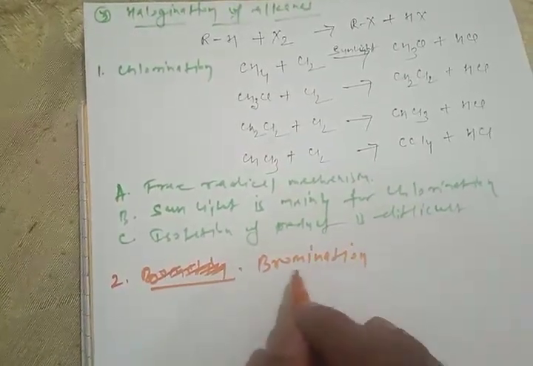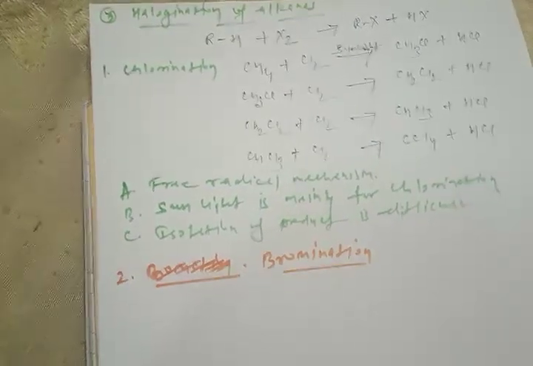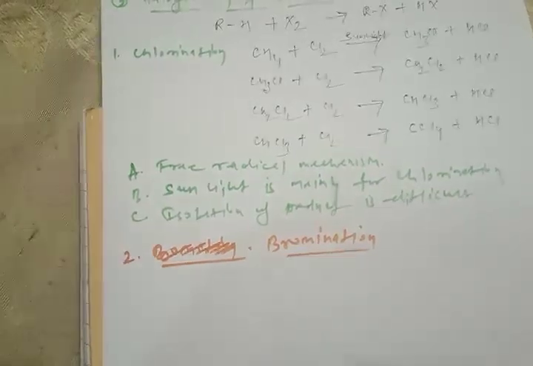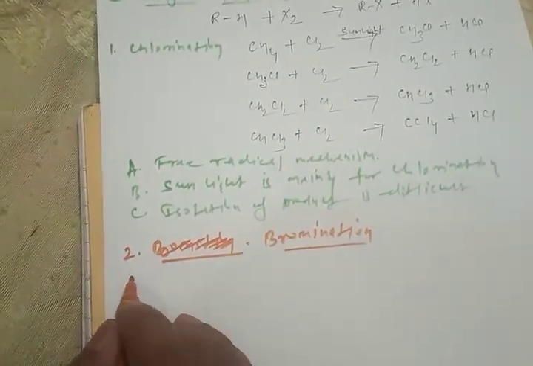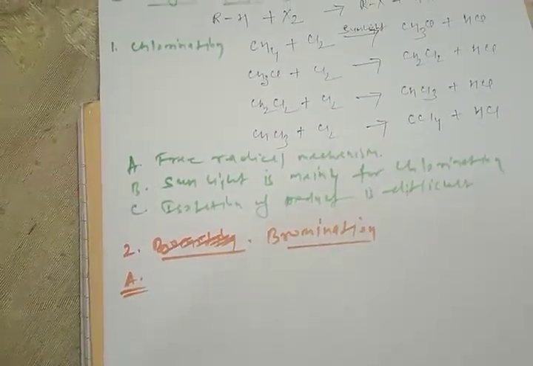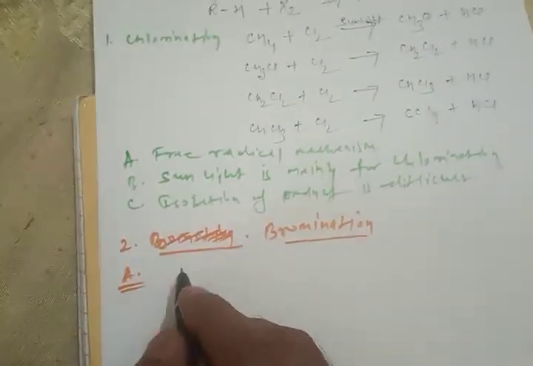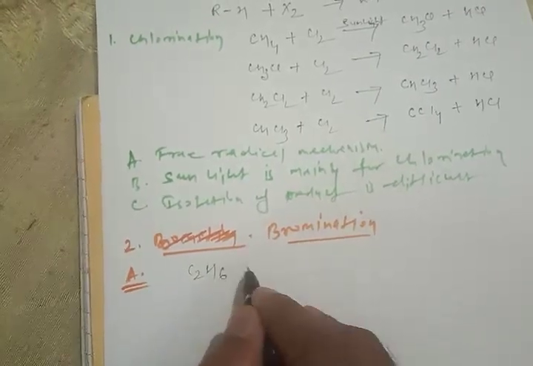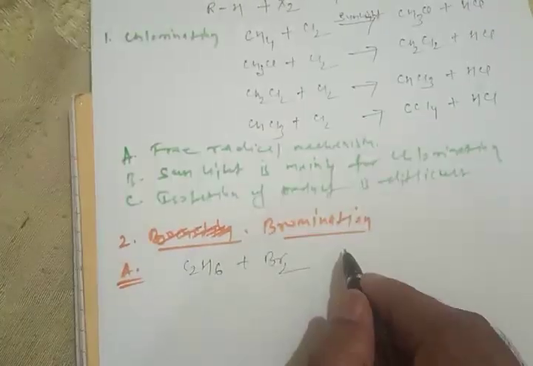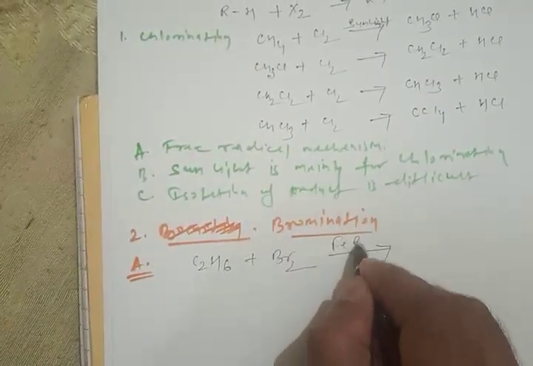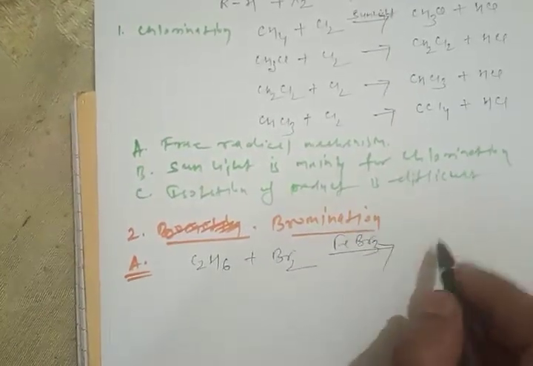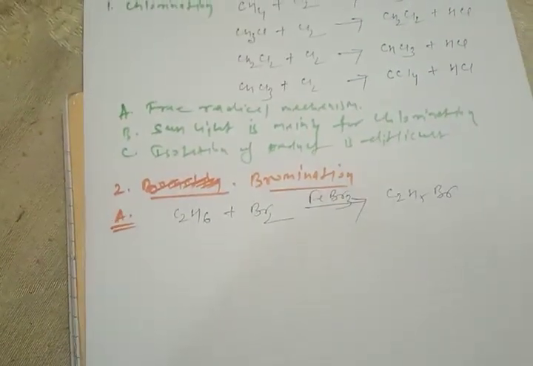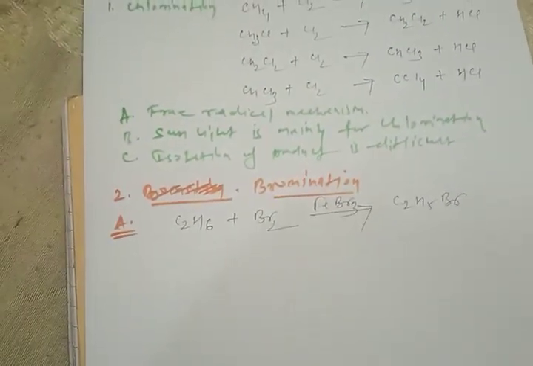Bromination. Okay, now for bromination, we have two methods. One is direct bromination. But as I told you, direct bromination is not possible without a Lewis acid catalyst. So if we go for direct bromination, C2H6 with bromine, Br2, in presence of FeBr3, this will give you C2H5Br.